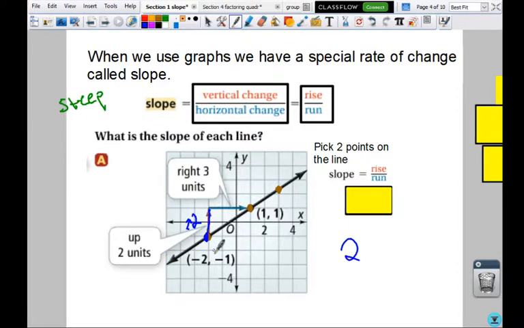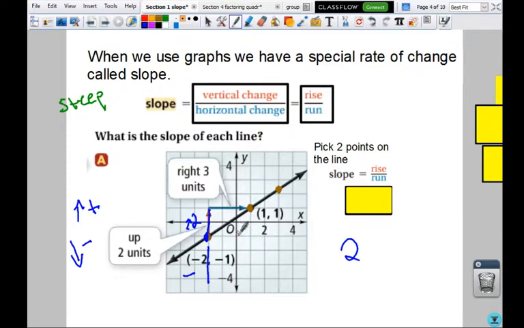Now I need to be careful. If you go down, it is negative. Up is positive. Yeah, it would be negative if I was going down. So when you go up, it is positive. When you're going down, it's negative. So this only works though when you go from left to right. So always start on your left point and say, I'm going up, so it's positive.